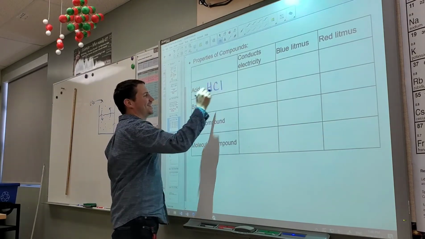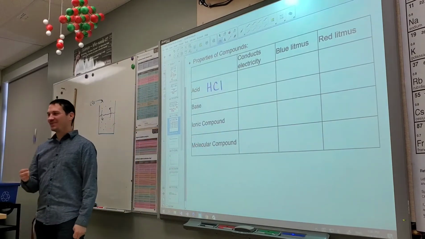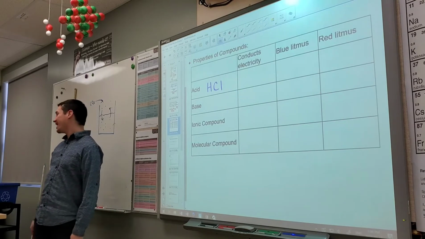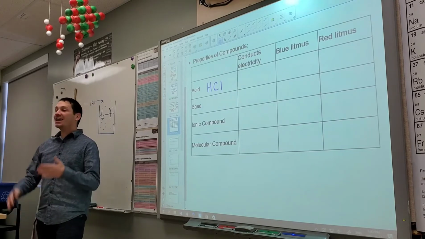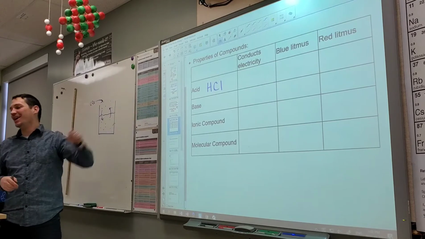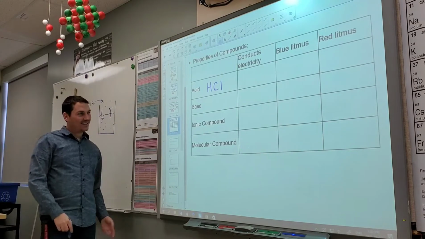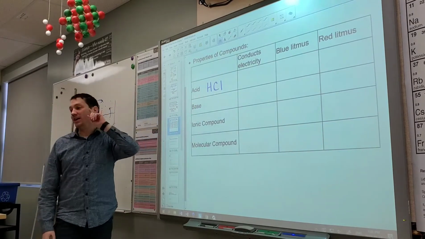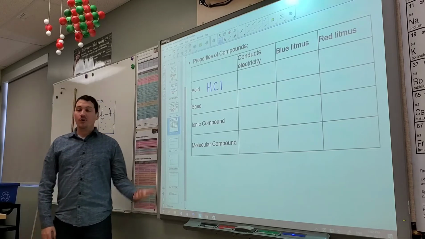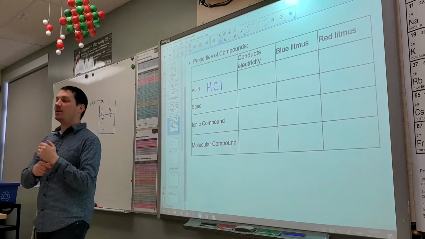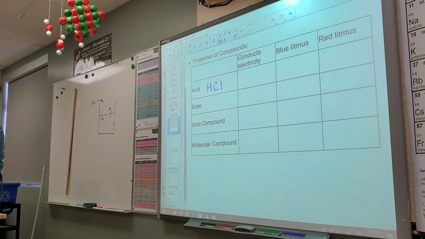Oh, hydrochloric acid. Are we okay with that? Yeah. You can spot this from a mile away though, right? Yeah, okay, perfect. What's a base? What's a base that, as soon as you see it, you know that's a base?